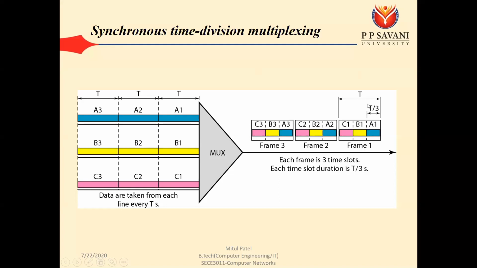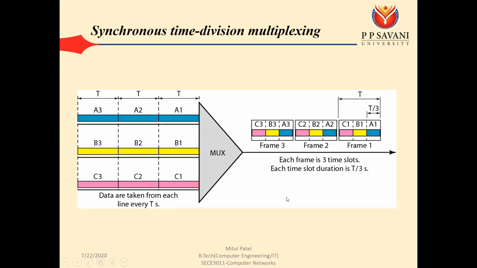Okay, so in that way, T/3 plus T/3 plus T/3, so that's why the duration of the whole frame is T. Individual output slot duration, here we can say that input slot duration is T, but output slot duration is T/3. So T/3 plus T/3 plus T/3, so the frame duration is T. In the same way for frame 2, T/3, T/3 and T/3, so frame 2 duration is also T. So T plus T plus T, like that. So we can say that each frame has 3 time slots and each time slot duration is T/3 seconds.